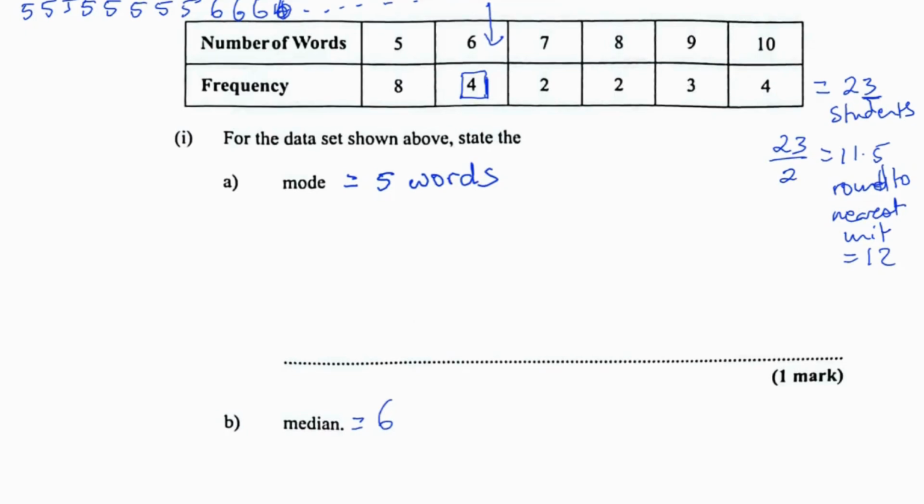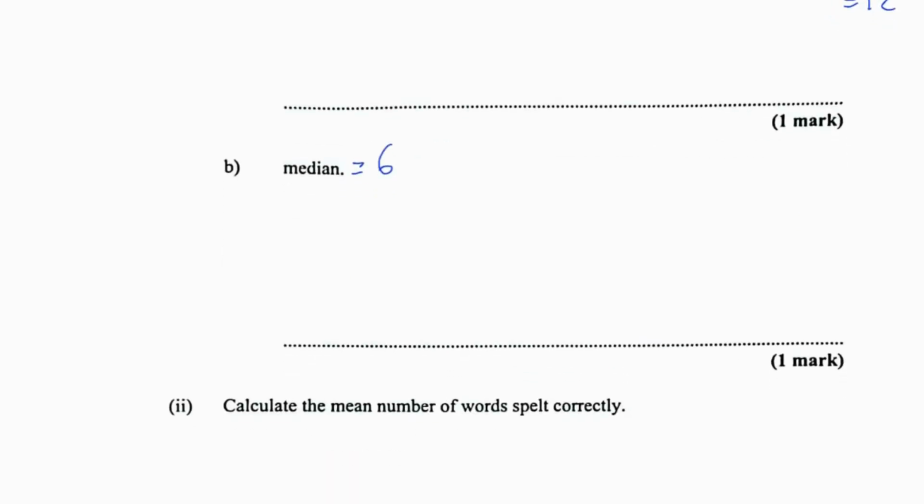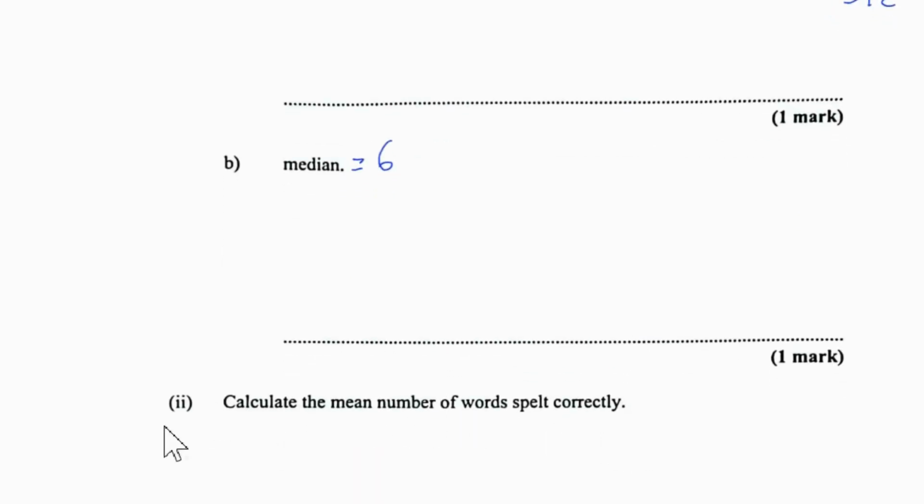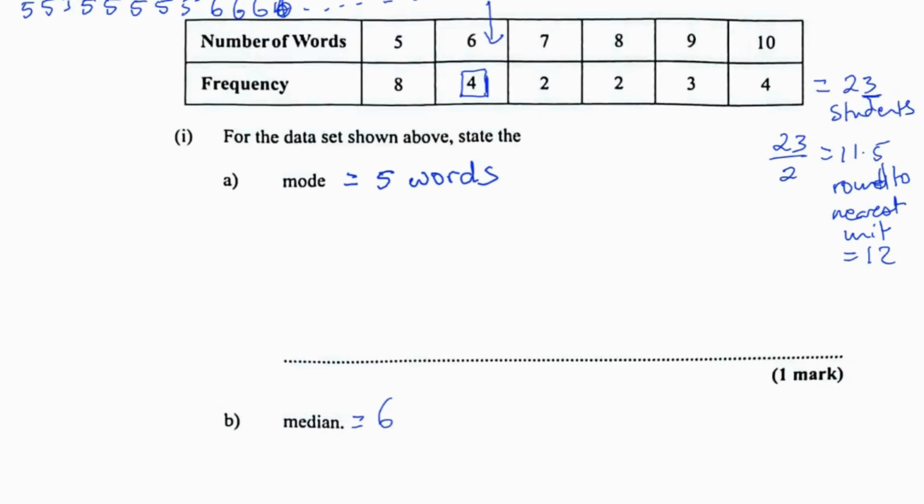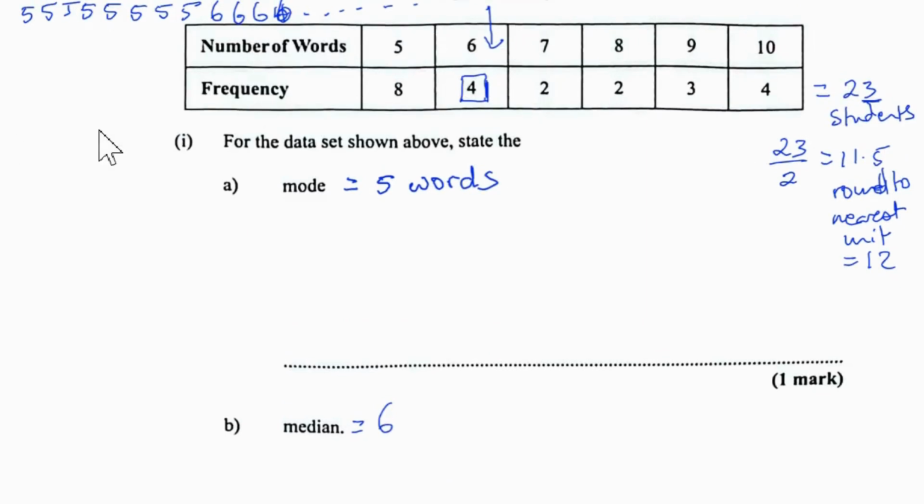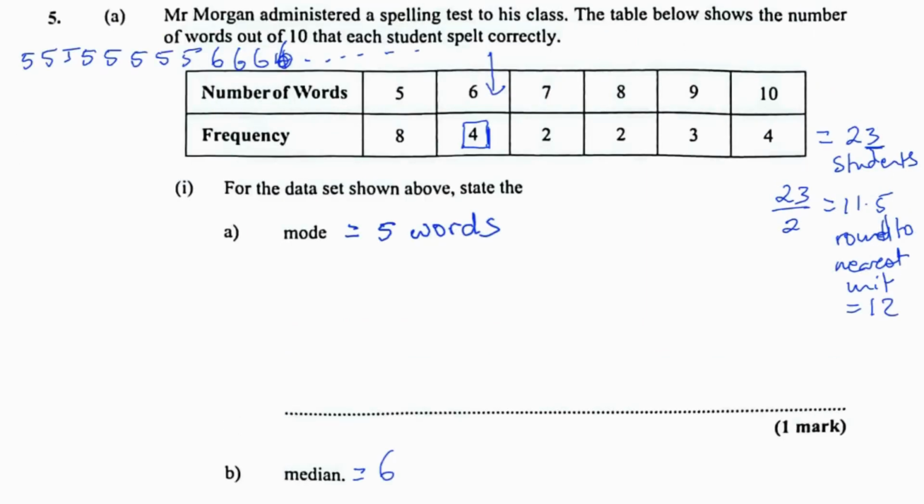Okay, so the next part of this question requires us to find the mean number of words spelled correctly. So I'm just going to scroll back up to calculate this so we can be closer to the table. Okay, so how do we calculate the mean number of words? I'm just going to work in the top left corner here, where the mean is equal to the sum of fx over the sum of f.